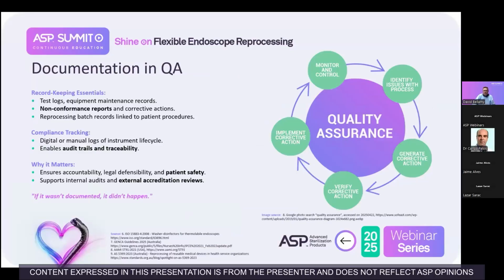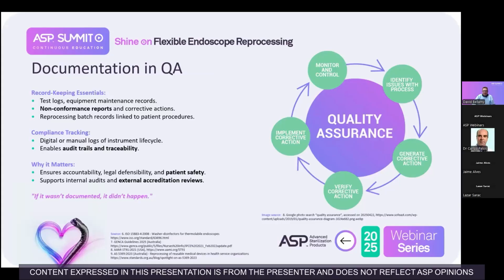So under the standards and guidelines, documentation isn't just a formality now, it's a legal, clinical, and safety requirement. GENSA guidelines emphasise that every step of the reprocessing cycle must be traceable and verifiable. So this is to ensure, of course, patient safety through traceable records. It also provides a defensible position in the case of adverse events and supports accreditation and compliance audits.